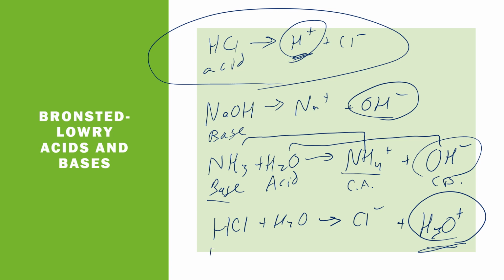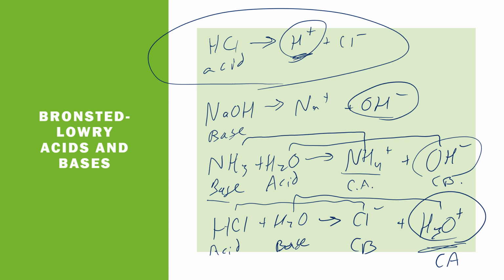In our second example, this is acting as an acid, so the water is acting as a base. And when the acid loses its hydrogen, it becomes a conjugate base, and when the base gains a hydrogen, it becomes a conjugate acid. So make sure you're able to identify conjugate acid-base pairs.